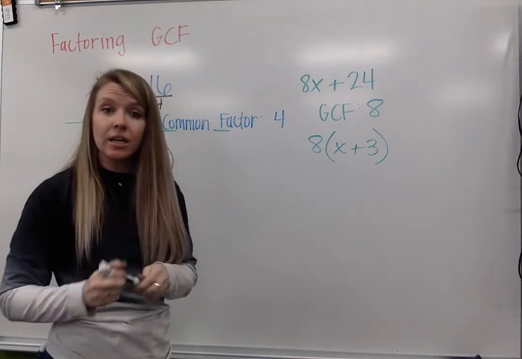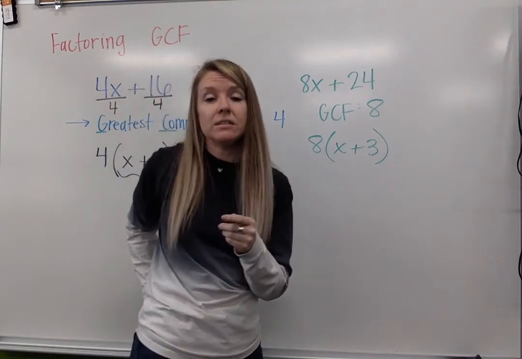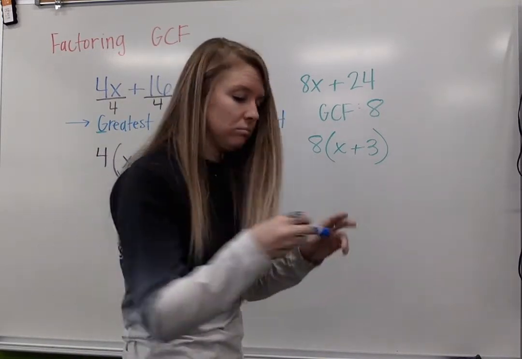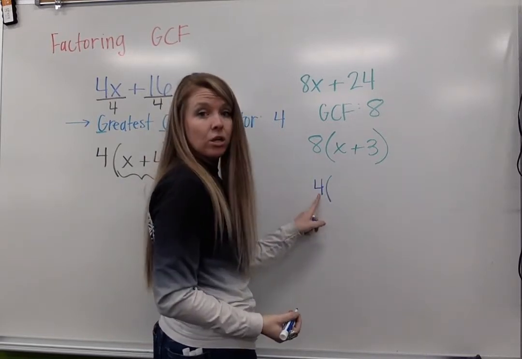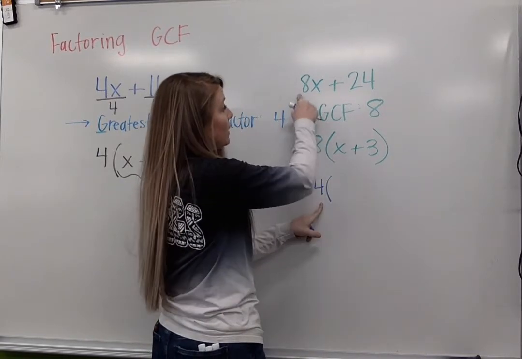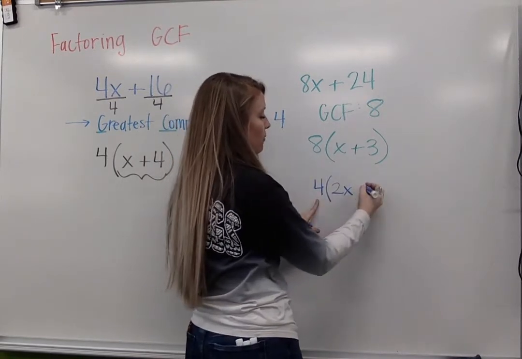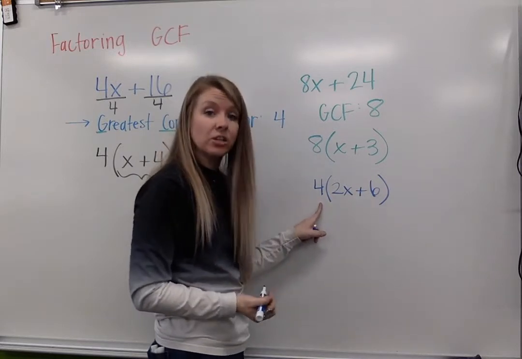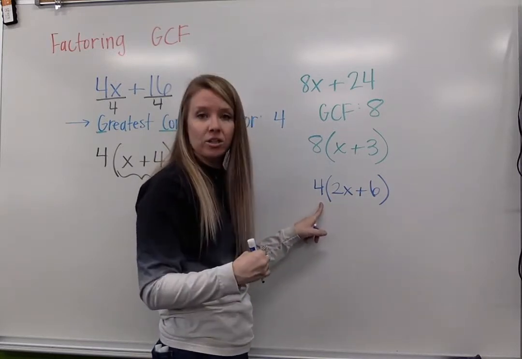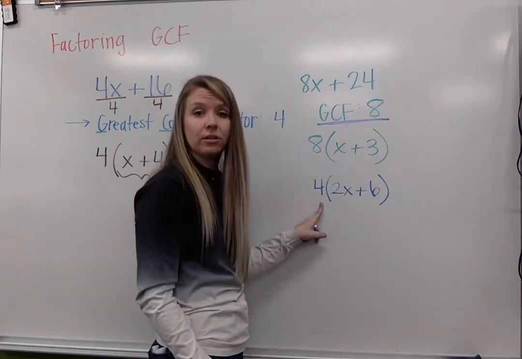Little caution here. We might look at the 8 and 24 and say, well, those are both divisible by 4. Which is true. They are divisible by 4. So if I were to factor out a 4, 8x divided by 4 is 2x. 24 divided by 4 is 6. Okay, this is factored. It's just not fully factored, meaning we didn't factor out the GCF.